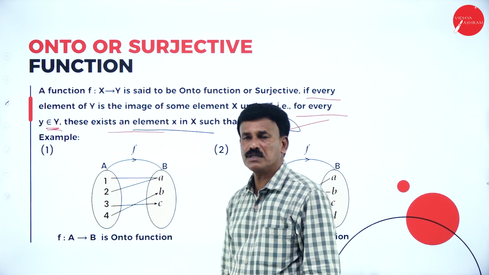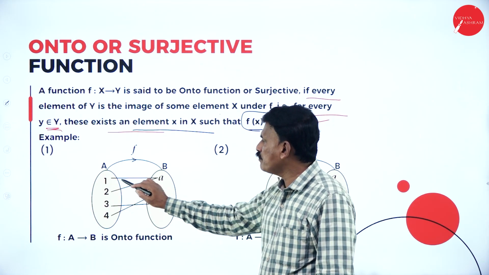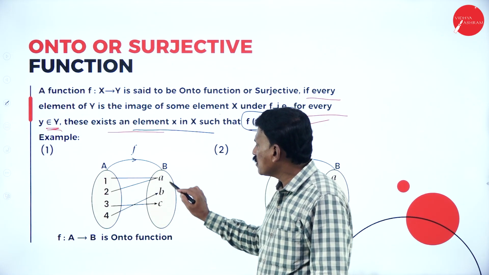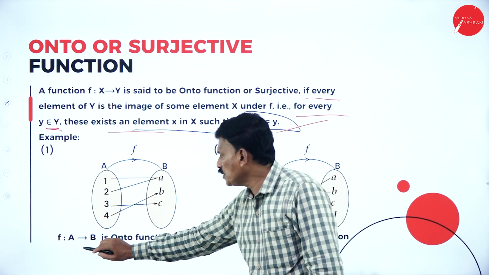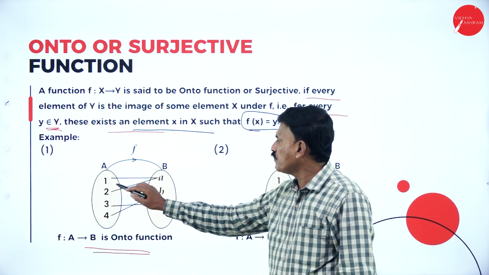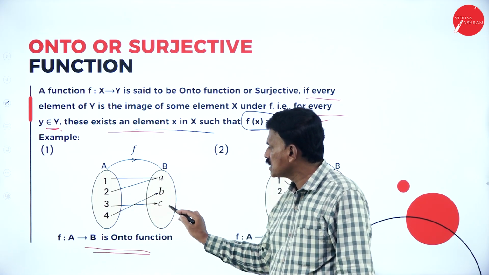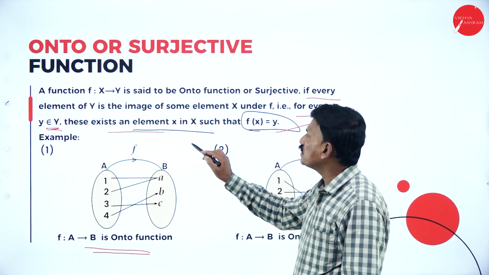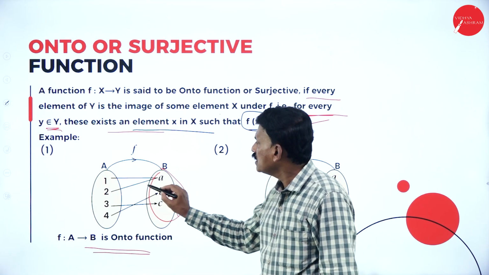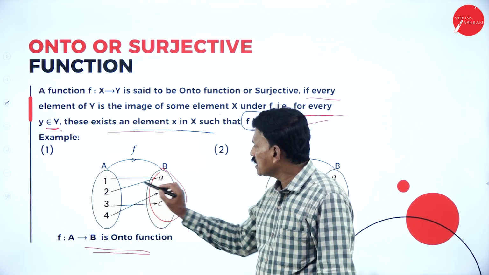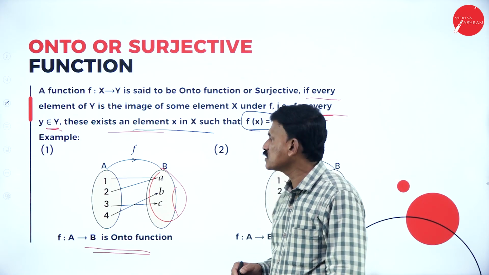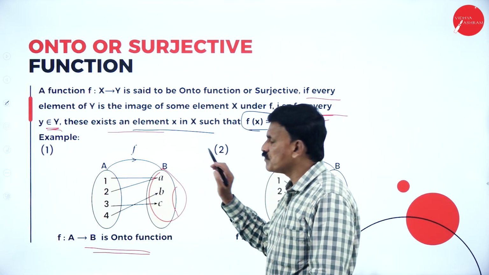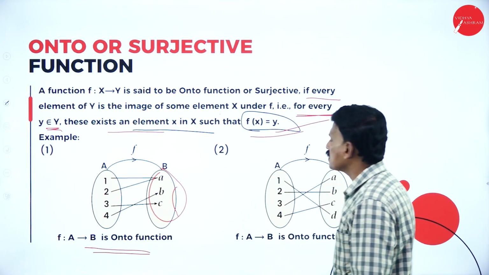Now let us take an example. If A is equal to {1, 2, 3, 4} and the mapping is 1 to a, 2 to b, 3 to c and 4 to d. Here all the elements of B have images. So f from A to B is called an onto function. f(1) is a, f(2) is b, f(3) is c and f(4) is d. So therefore f from A to B is a function, that is, for every y belongs to Y, there exists an element x such that f(x) is equal to y. So that is f(x) is equal to y.